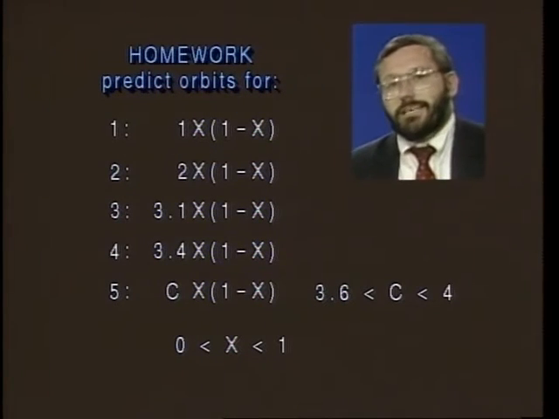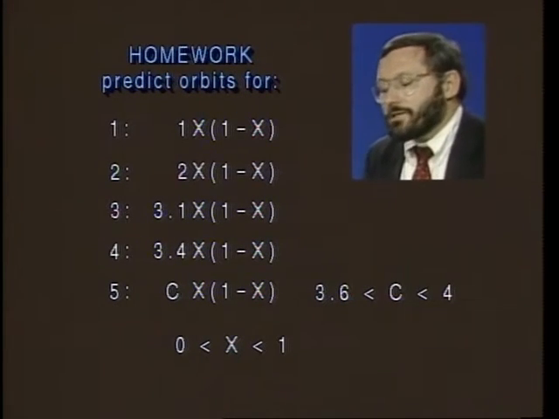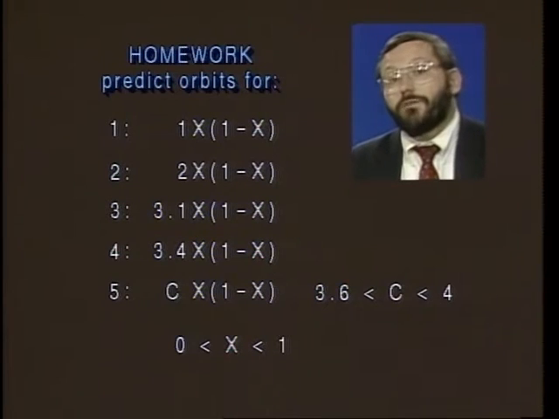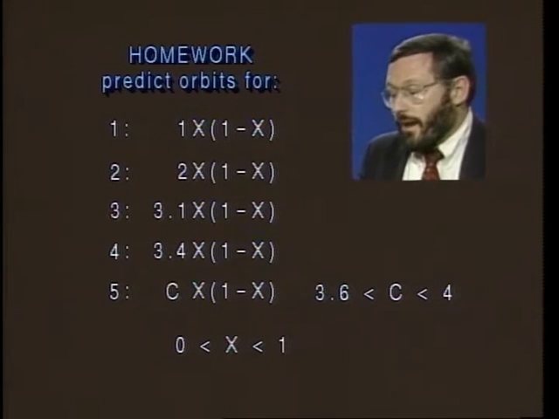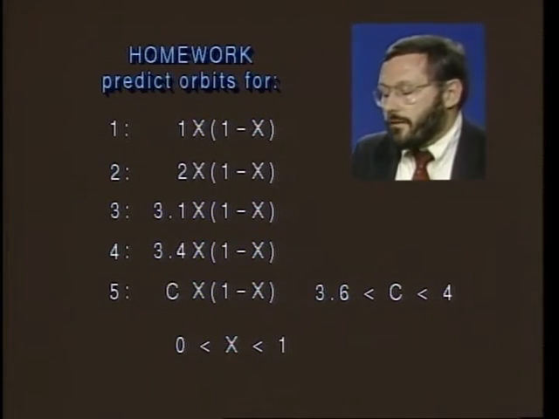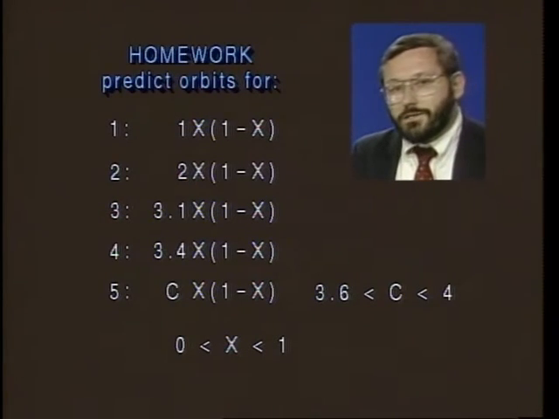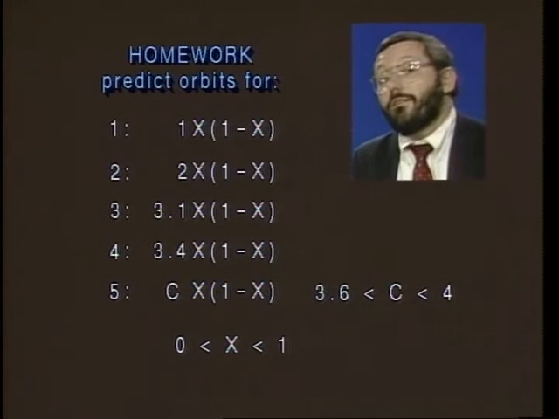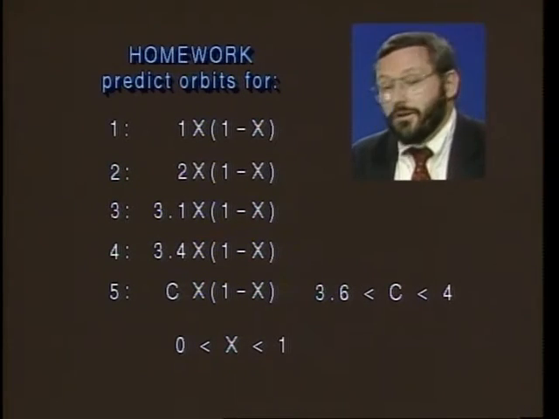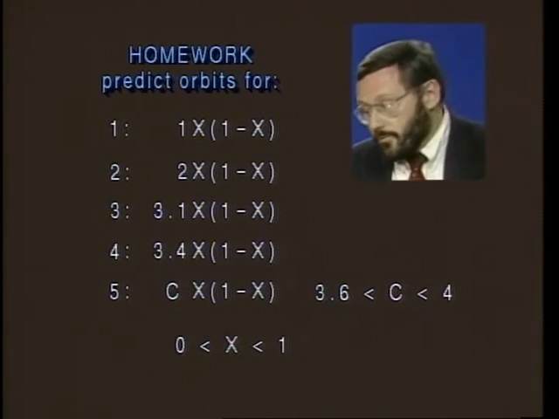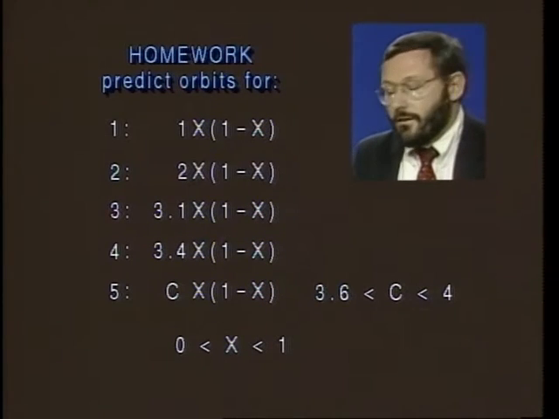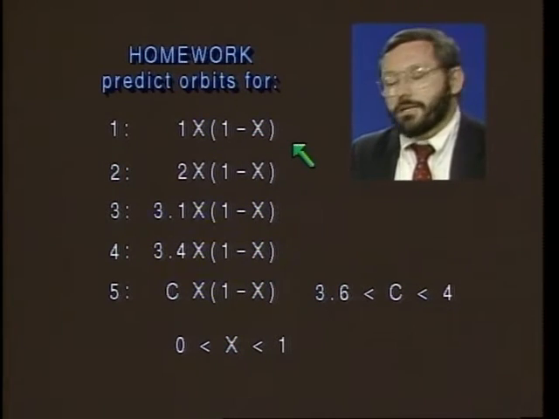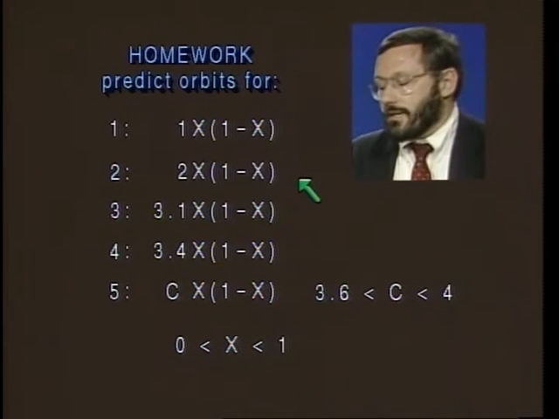Now, as a mathematician and a mathematics instructor, I can't possibly give a lecture without assigning some homework. So let me ask you to predict the orbits for various quadratic functions. I've listed here a bunch of simple quadratic functions, all of the form a constant times x times 1 minus x, and I ask you to predict the orbits for these functions using either the iterator or the computer or graphical analysis. The first two are easy. 1x times 1 minus x and 2x times 1 minus x.